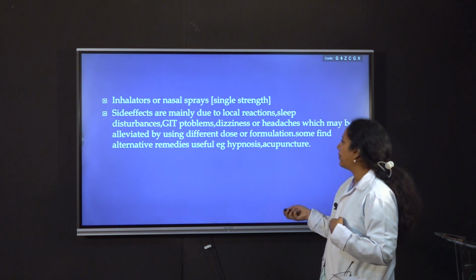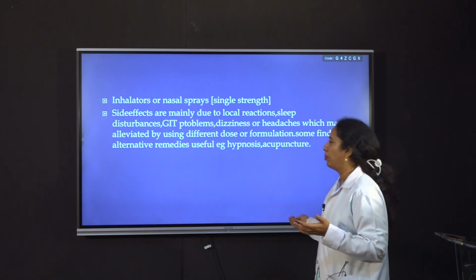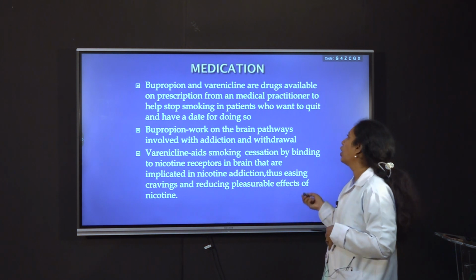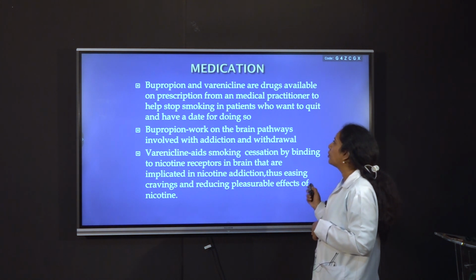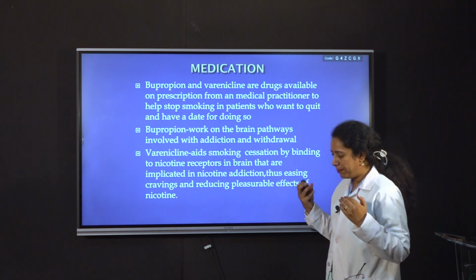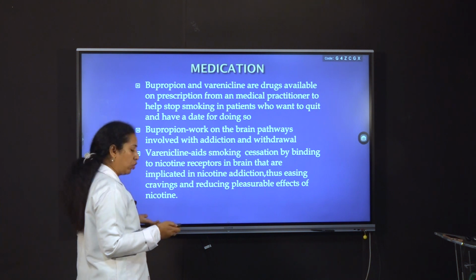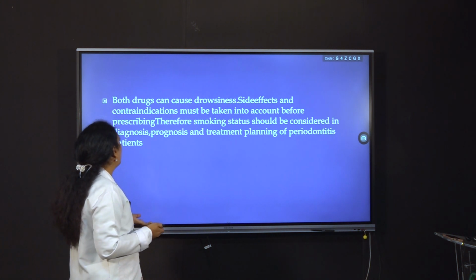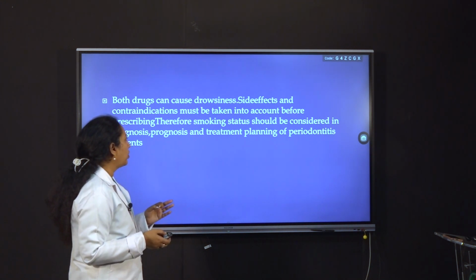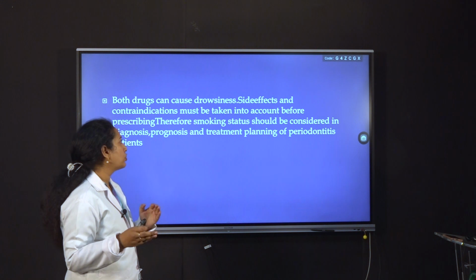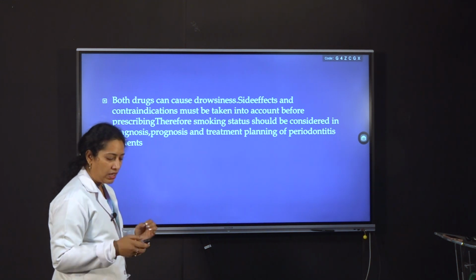So you can help the patient by giving them remedies like hypnosis and acupuncture. Medications like bupropion and varenicline are the drugs available by prescription from a medical practitioner to help the person stop smoking, to quit and to motivate for the dental procedures. Both drugs can cause drowsiness and side effects. Contraindications must be taken into account before prescribing. Therefore, smoking status should be considered. Diagnosis, prognosis and treatment plan of periodontal patients is very mandatory when it is a smoker.